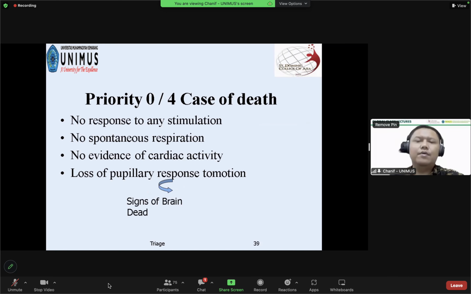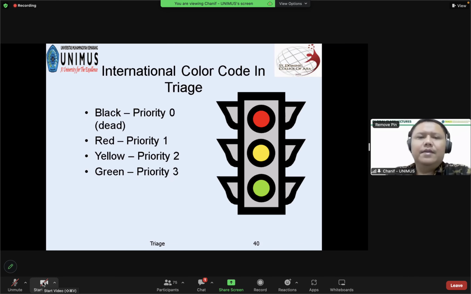Okay, level 4 is a case of death. No response to any stimulation, no spontaneous breathing, no evidence of cardiac activity. The patient has no pulse when we palpate the carotid artery. Loss of pupillary response to light, signs of brain death. Okay, for the color, like in the international color code in triage: black, red, yellow, and green. Priority zero is for the dead patient.